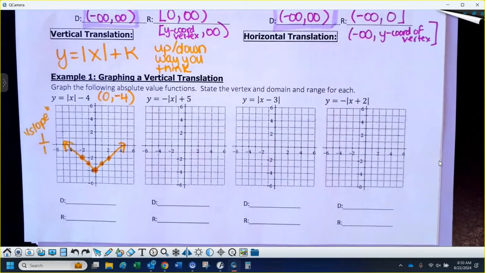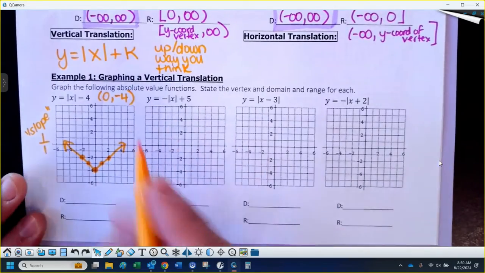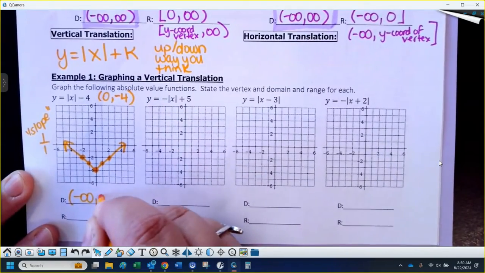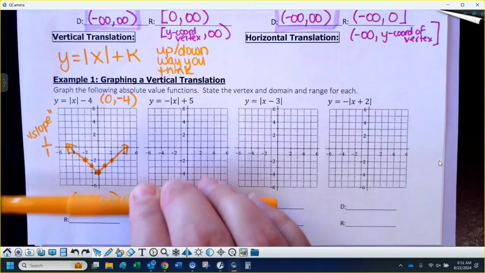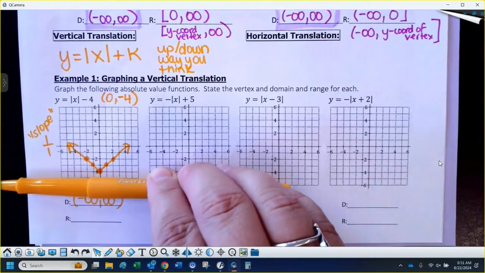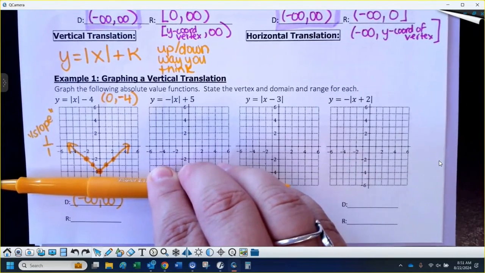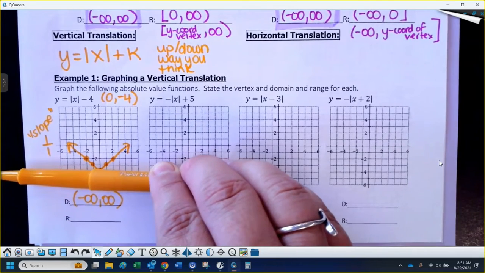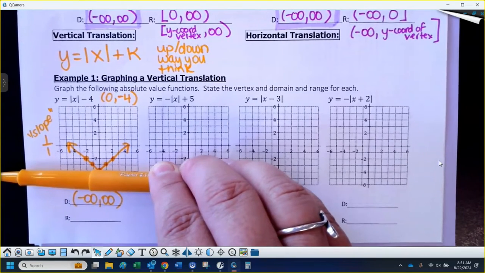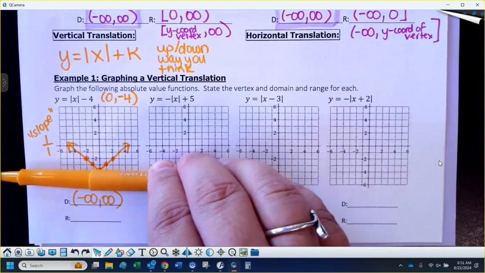All right, now for my domain, remember I promised you, one side of that graph goes left forever, one side right forever, so -infinity to infinity. The range is the thing that will be different for each graph depending on the equation. So this is pointed up, come from the bottom of the graph. What is the first y value you touch? If I'm sliding my pen, I'm not touching any part of the graph till I get to that vertex. What's the y coordinate of that vertex? What do you think? -4.